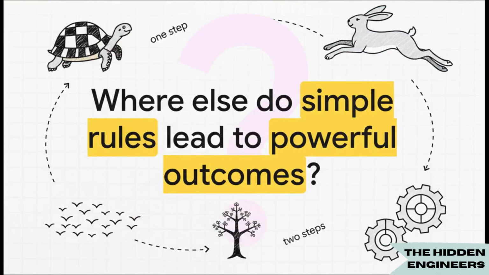Which leaves us with a final question to chew on. This entire powerful detection system was built on just two simple rules: move one step and move two steps. It really makes you wonder, where else, in technology or heck, even in nature, do we see incredibly simple local rules combined to create surprisingly complex and powerful global outcomes?